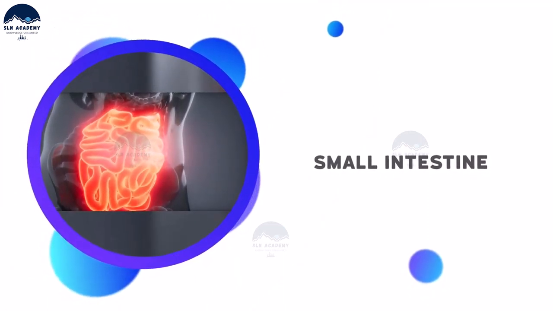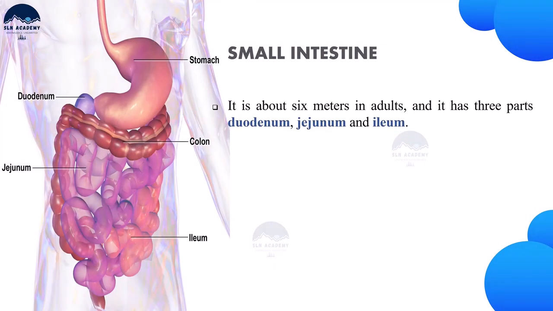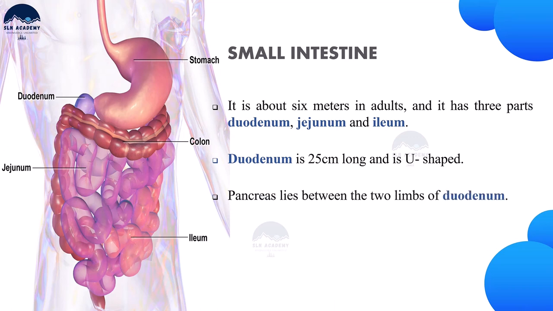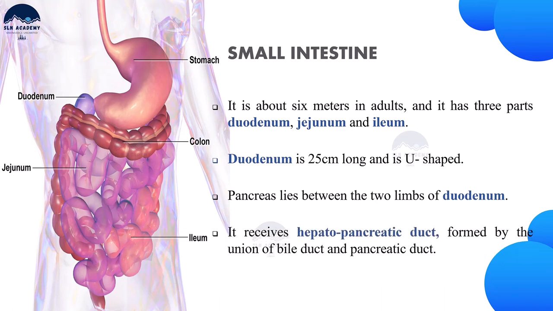Small intestine. It is about 6 meters in adults and it has three parts, duodenum, jejunum, and ileum. Duodenum is 25 cm long and it is U-shaped. Pancreas lies between the two limbs of duodenum. It receives hepatopancreatic duct, which is formed by the union of bile duct and pancreatic duct.